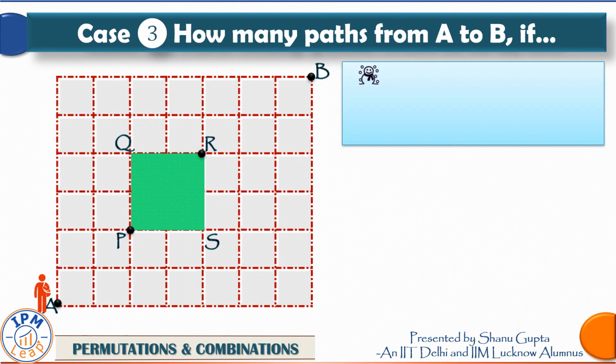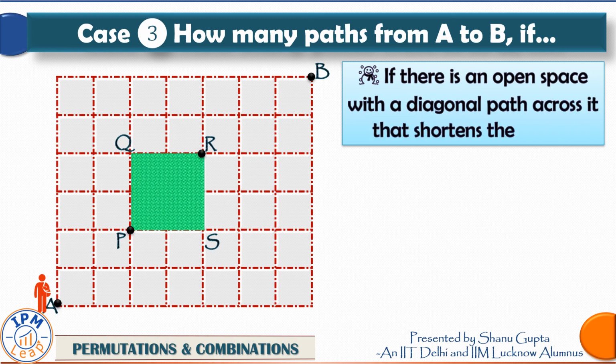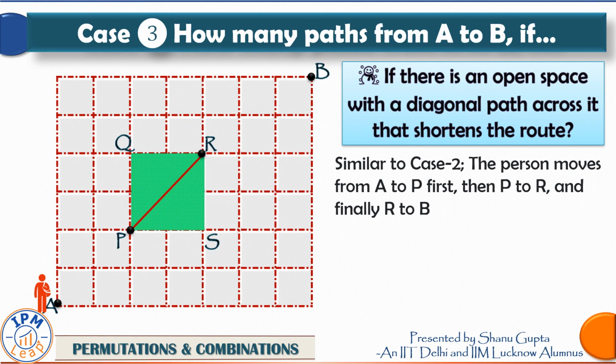Now let's consider a variation to the same problem where there is a shortcut on the route which the person will necessarily take to shorten his route. As you can see on the screen, there is an open space midway with a diagonal path across it. This problem is very similar to case 2, so I will use the same calculations. The total route has 3 paths: A to P, P to R via the shortcut, and R to B.